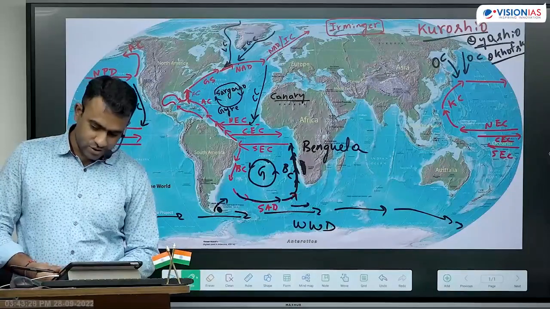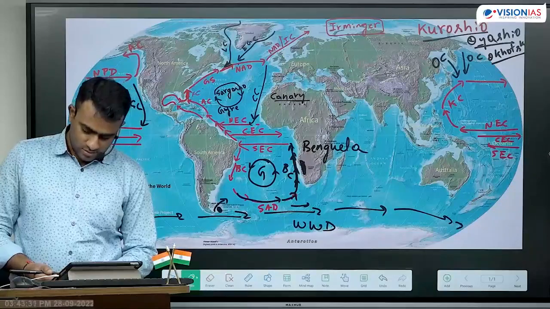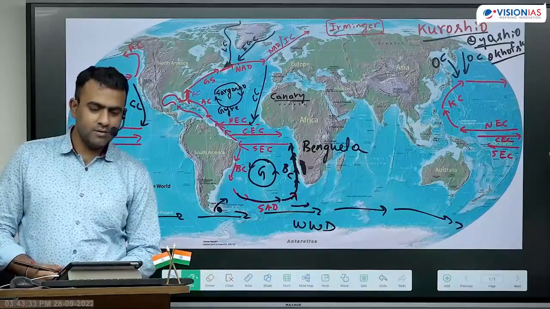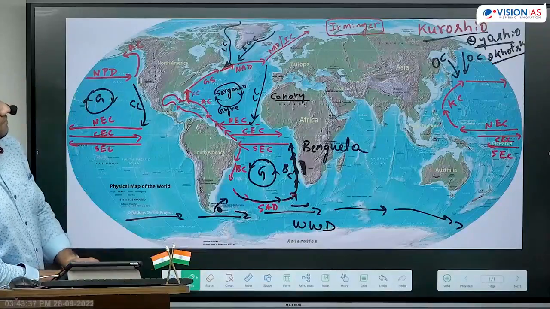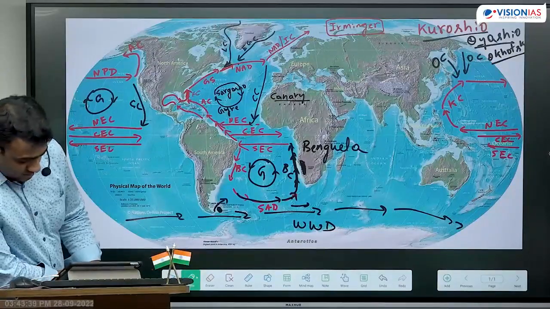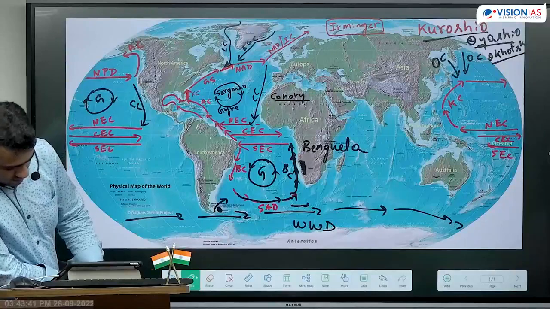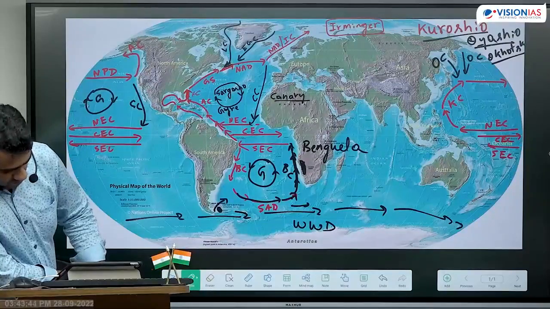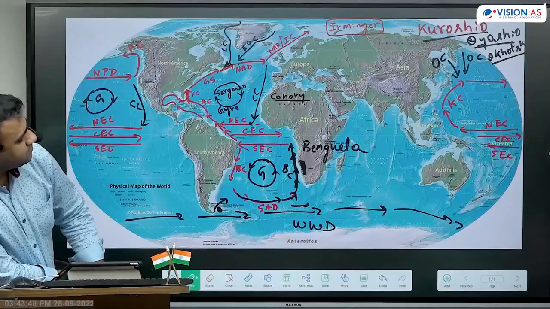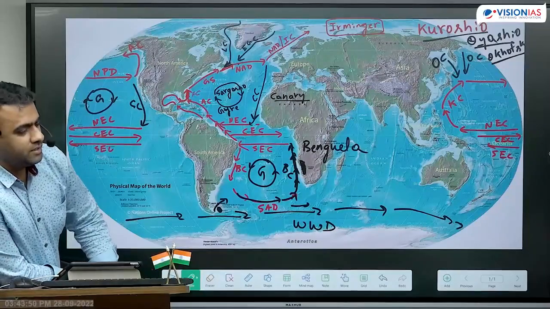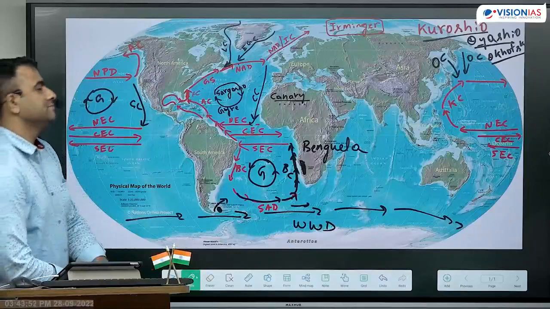Both of them join the Kuroshio current and North Atlantic drift. Sorry, North Pacific drift. Oyashio current and Okhotsk current.